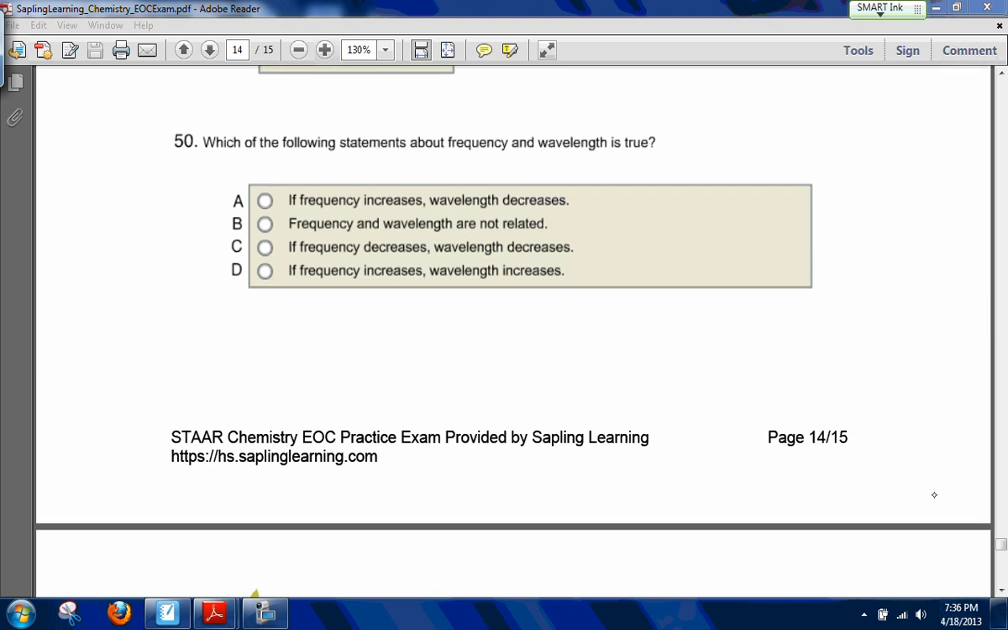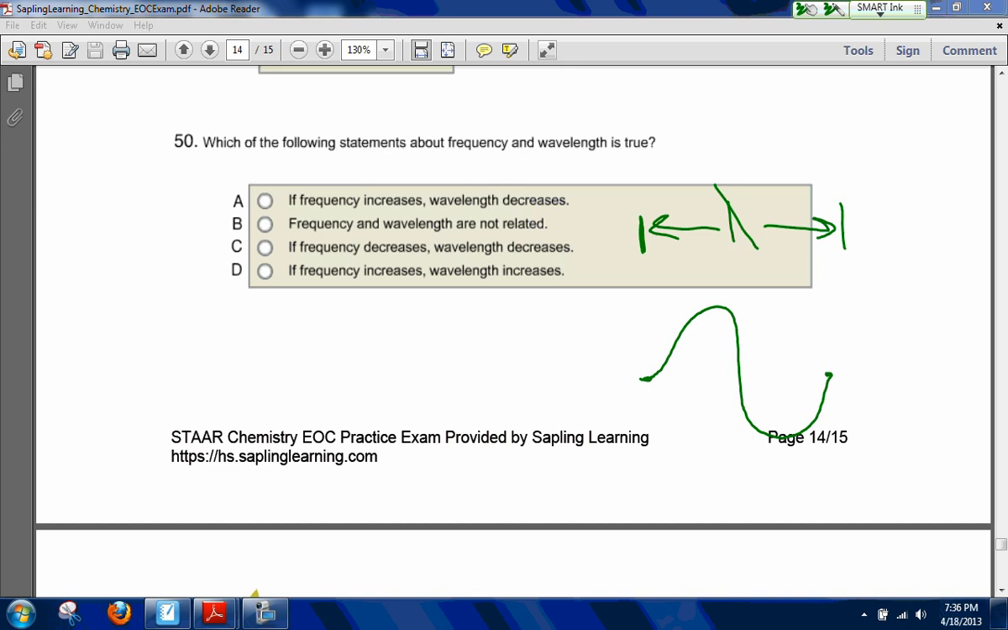50, which of the following statements about frequency and wavelength is true? Okay, so I guess I need to explain what waves are. So we have a wave. This is one cycle of a wave. It goes from here, it goes up and down and back to where it started. That's a cycle. The wavelength goes from here to here. This is wavelength.